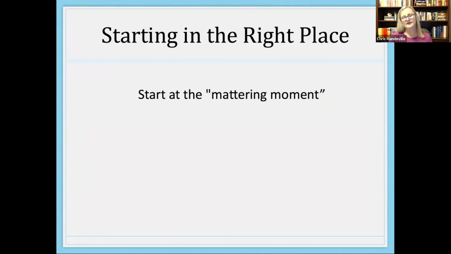Where is the right place to begin your novel? Well, you should start at the mattering moment. That is when things change for your character. It's the beginning of a different path in their life. Without this change, their life would go on like normal. And that would make for a pretty boring story. We're telling a story of something significant happening to this character. So you want to find that mattering moment at the beginning of your story and hone in on where exactly your story begins.